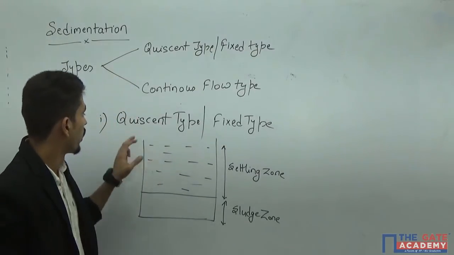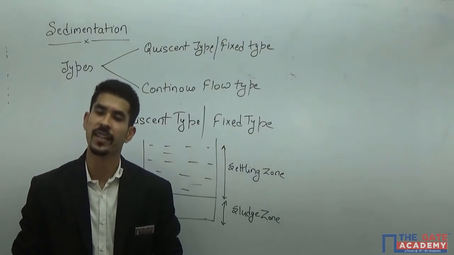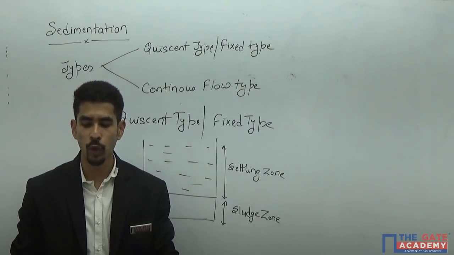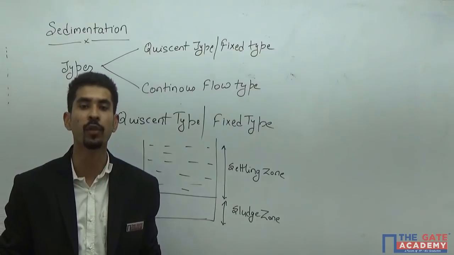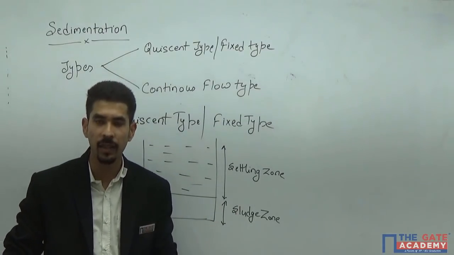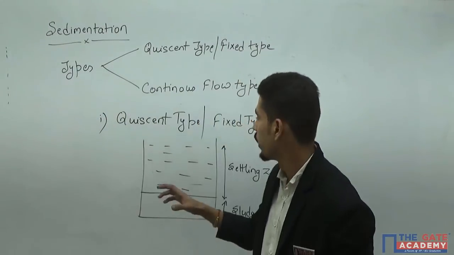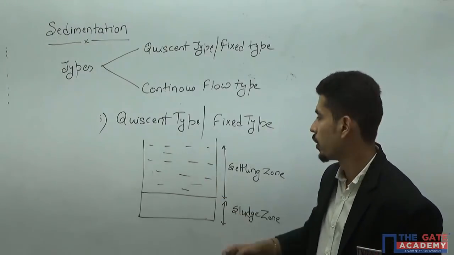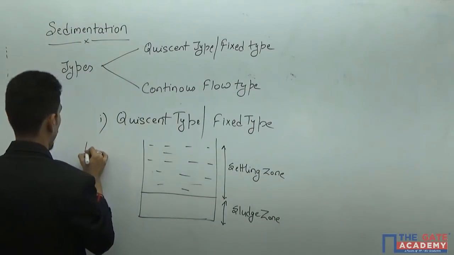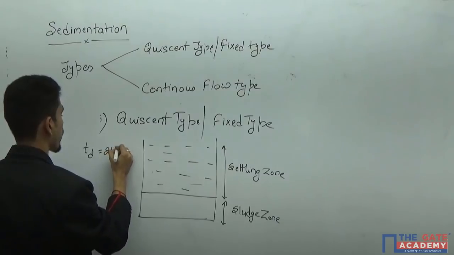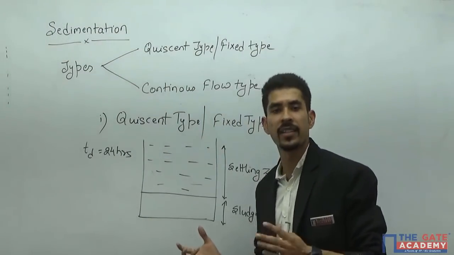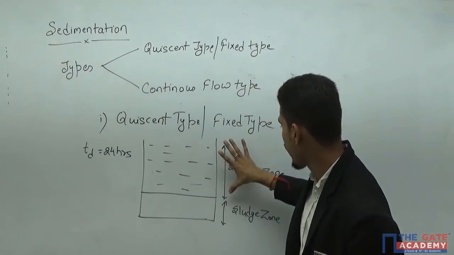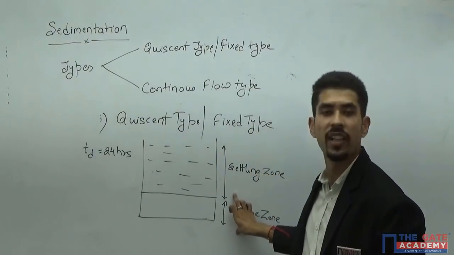So what happens? There is no flow of water taking place. The turbulence from this tank is completely removed, and the water is detained in this tank for a duration of 24 hours. The tank is designed in such a way that it has one settling zone and one sludge zone.